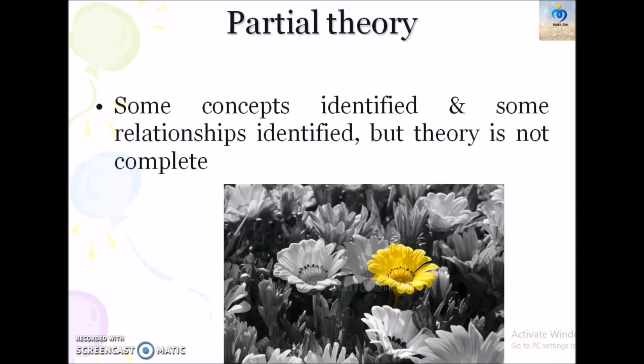Next is the partial theory. The partial theory is like the picture shown on the screen. The concepts in the theory are identified and relationships are also identified, but the theory is not complete because some concepts are defined and some are not defined by the theorist.